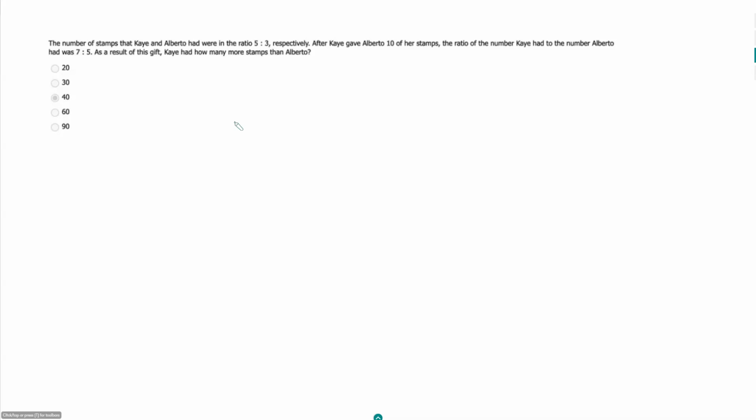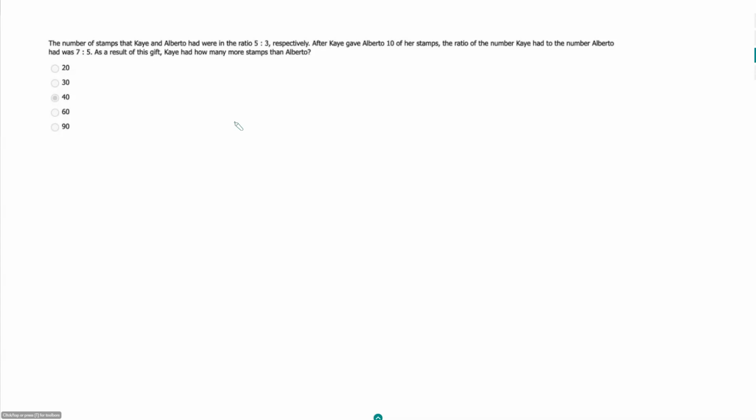The number of stamps that Kay and Alberto had were in the ratio of 5 to 3 respectively. After Kay gave Alberto 10 of her stamps, the ratio of the number Kay had to the number Alberto had was 7 to 5. As a result of this gift, Kay had how many more stamps than Alberto?